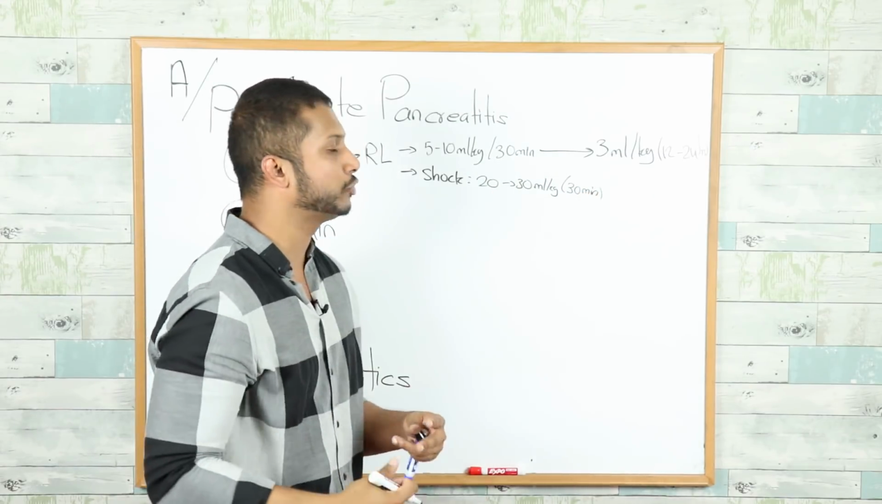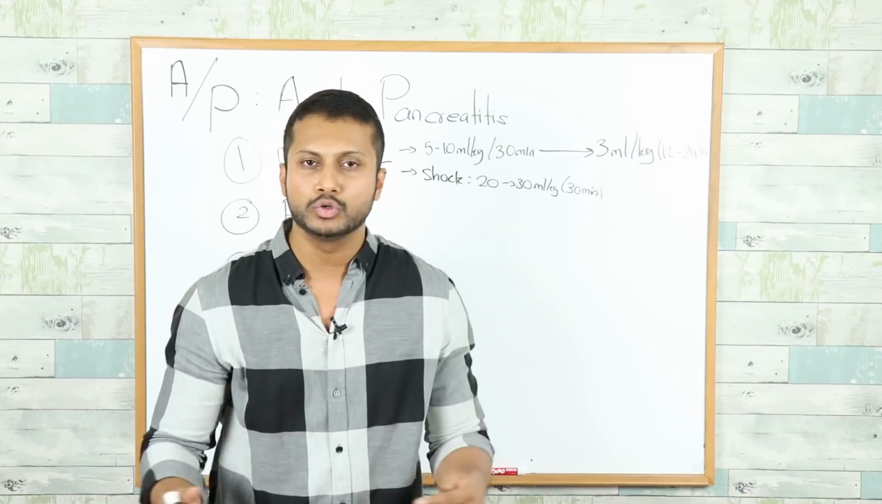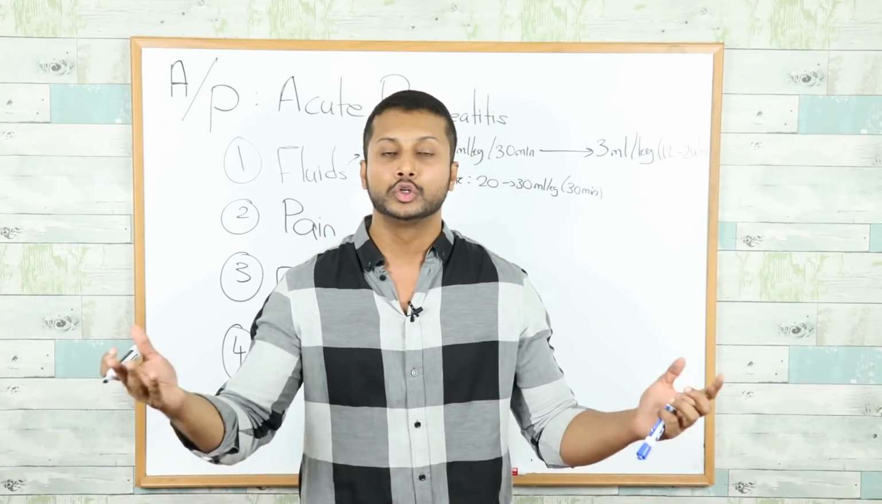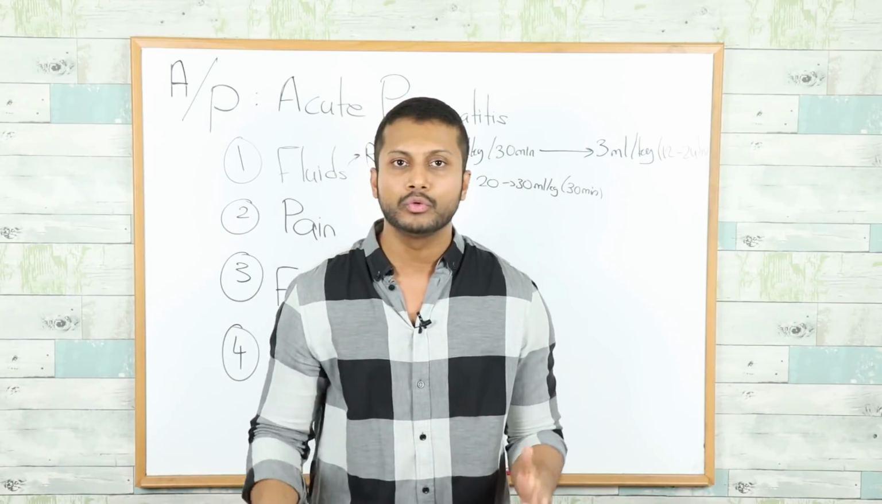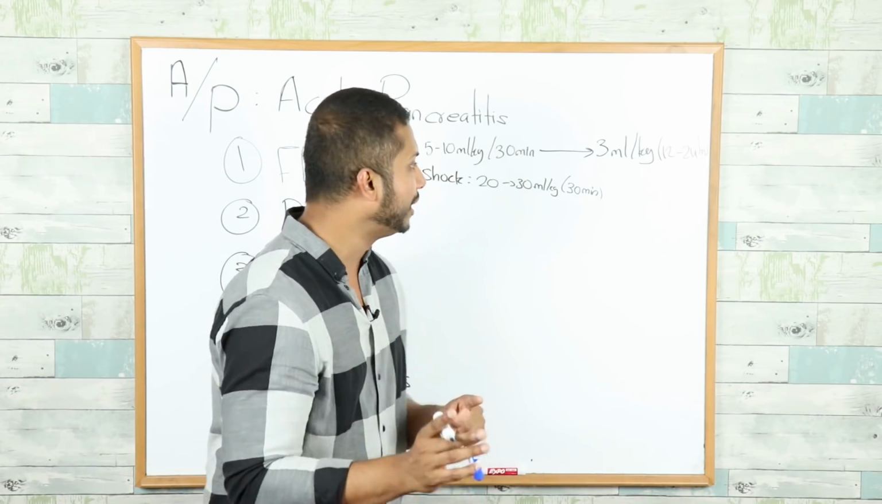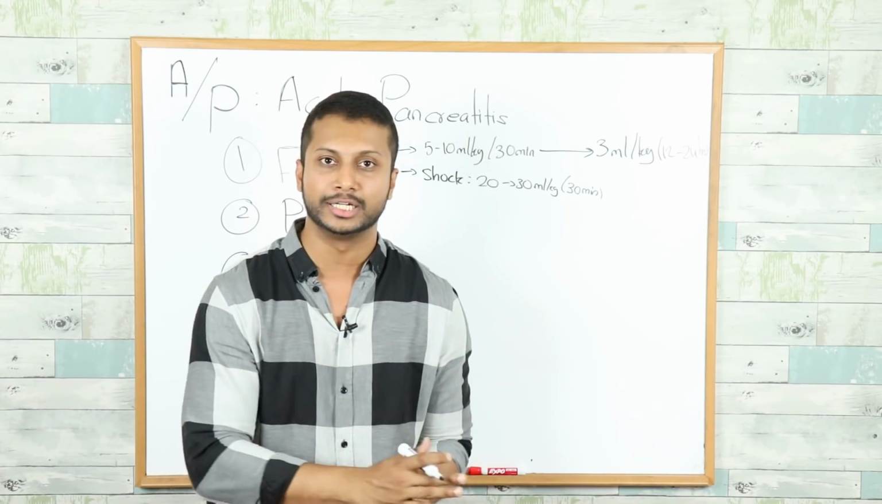Now if I'm saying 20 to 30 mLs per kg for a person who's 70 kilograms, how much is that? You're talking about at least 1.5 liters to 2 liters. So you're going to give 2 really large boluses to this patient in the first 30 minutes and see the response. And once that's done, you can decide on what your maintenance dose is going to be.